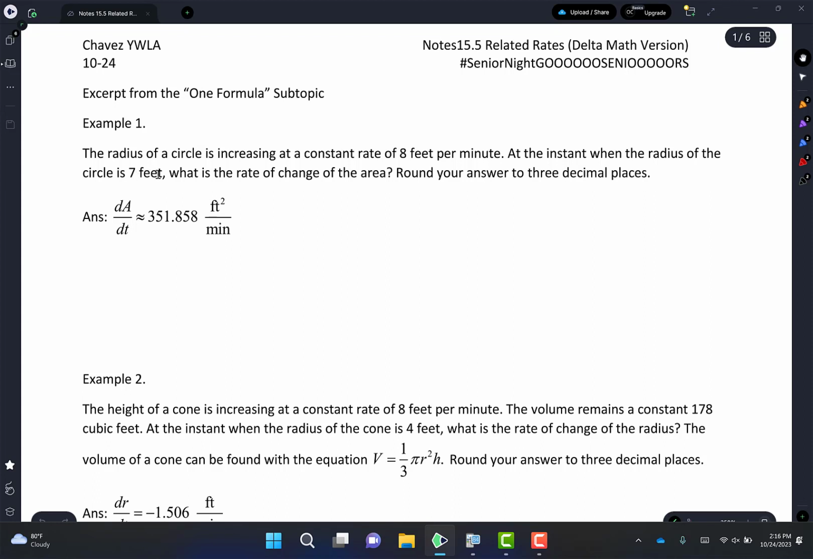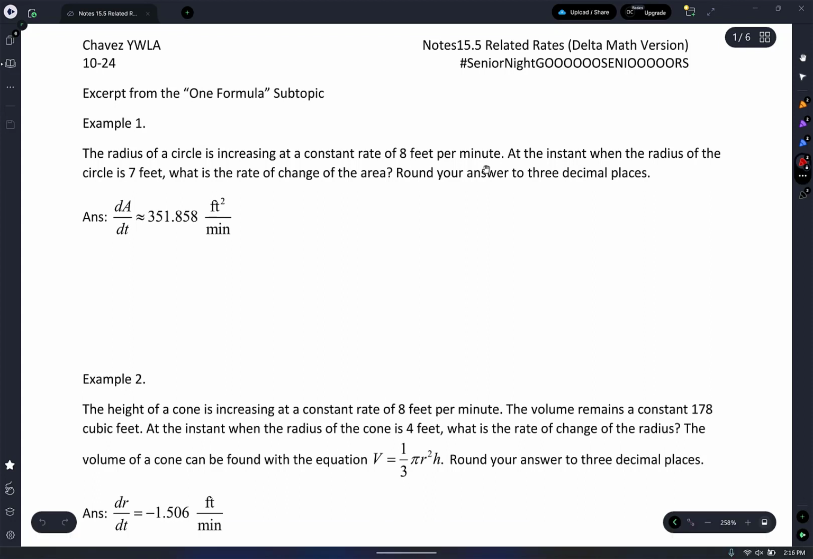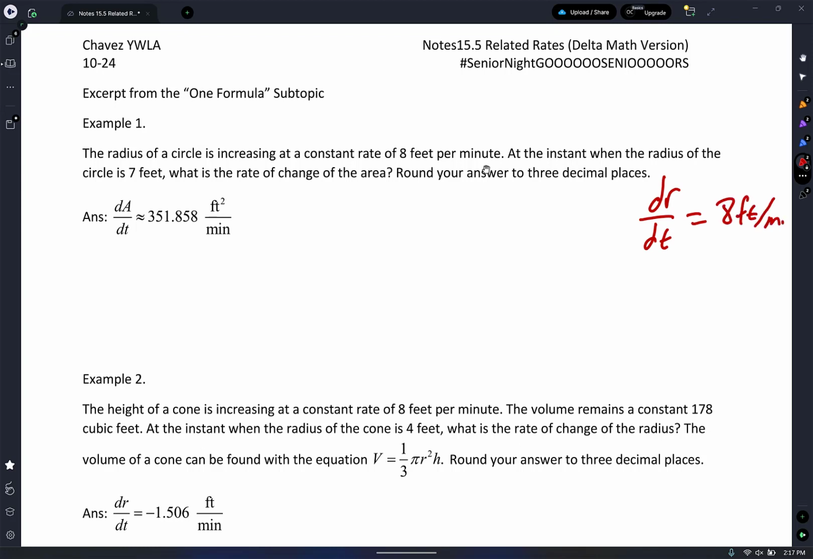Example 1. The radius of a circle is increasing at a constant rate of 8 feet per minute. So that is dR/dt. So put 8 feet per minute. I guess you don't have to put the units because all the units are going to match anyways, but it'd be nice if you did. At the instant when the radius of the circle is 7 feet, so put r equals 7 feet, what is the rate of change of the area?